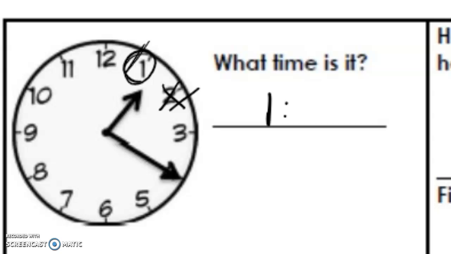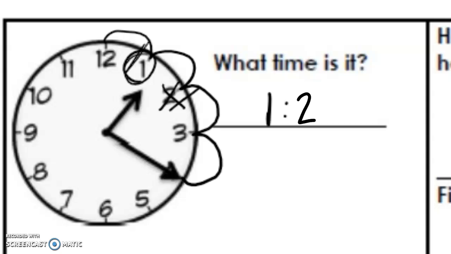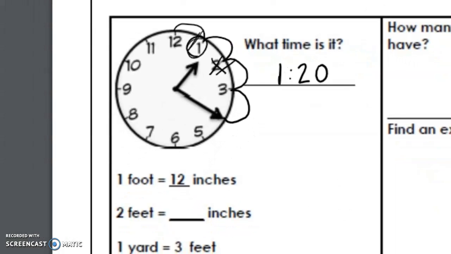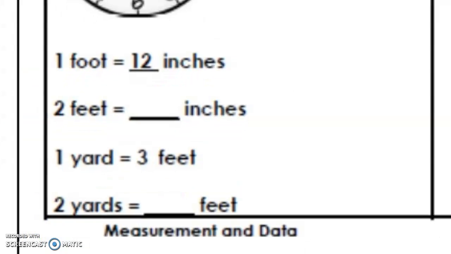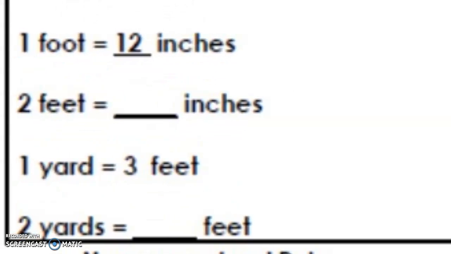Let's put our colon for minutes. And then let's see. It's on the 4. So let's count by 5s how we do with clocks. 5, 10, 15, 20. It is 1:20. Because it's an analog clock, we don't know if it's AM or PM. So we just put 1:20. So this is all by itself too.